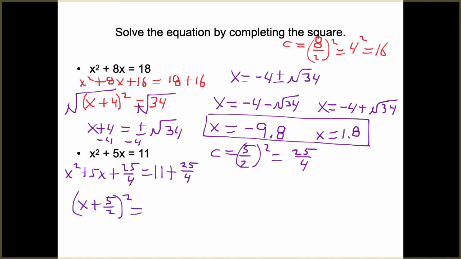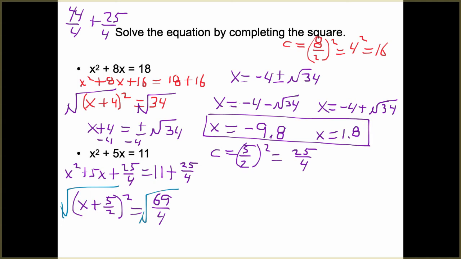Hopefully you recall that if we want to add those together, we need like denominators, or a common denominator. And so the 11 is actually the same as 44 over 4. Multiply top and bottom of 11 by 4, we get 44 fourths. And when you add this together, you get 69 fourths. We are then going to use our square root property. We have a squared term equal to a number, so we can take the square root of both sides.